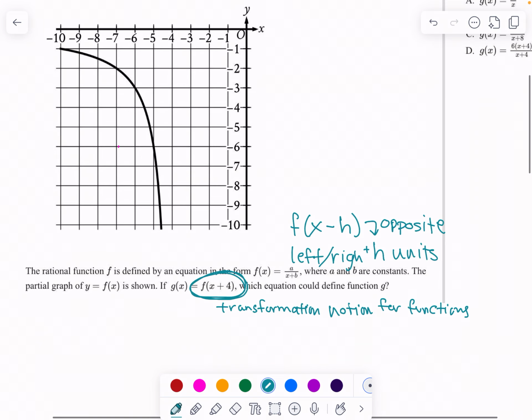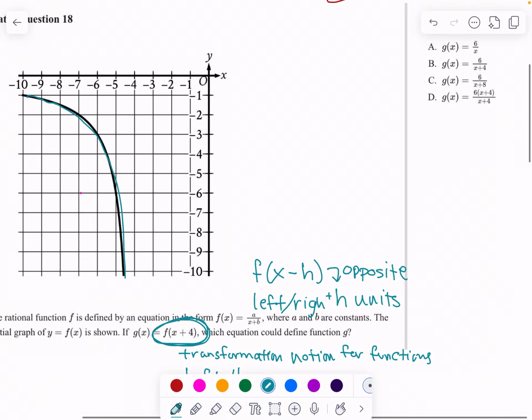So specifically for this one, the x plus 4 means it's going to move it left 4 from where it currently is. So from this one, it wants to go left 4. To help me identify which is which, because I'm going to go through these answers, I'm going to focus on some points that I can see on the graph.